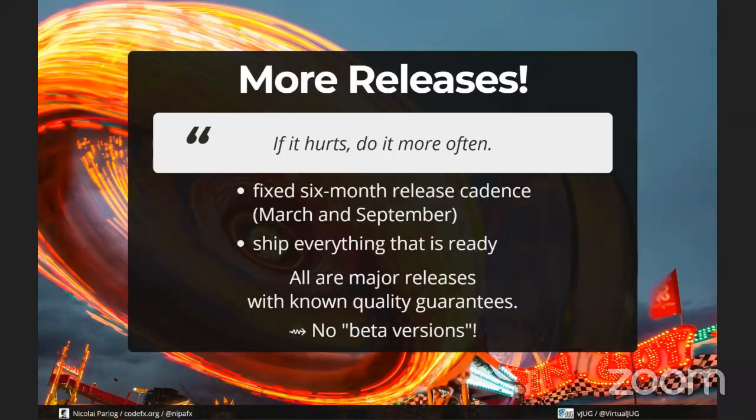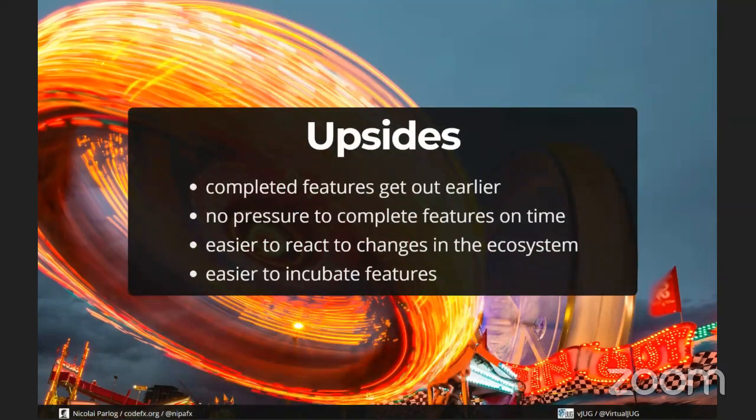So the same goes for 17. 13, which comes out next month, is not a beta for 17. It's a full major release with all the same quality that you're used to, or that you're missing in other releases, who knows. The upside of this is basically the inverse of what we said earlier. Completed features get out much earlier, and there's no pressure on anybody to complete a feature at any specific point in time. And the JDK team has a much better chance to react to changes in the ecosystem and incubate features.